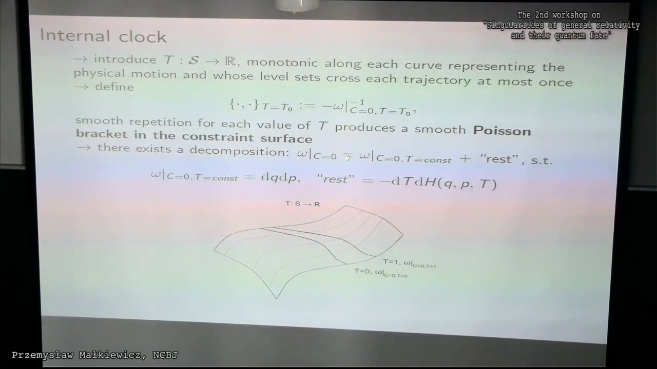Because this thing is confined to the surface, t equal constant, the rest must be proportional to dt, and it's closed. So there must be some function, and the function is called the Hamiltonian. So this can be decomposed as this part plus this part. So this already resembles the Hamilton-Jacobi theory.